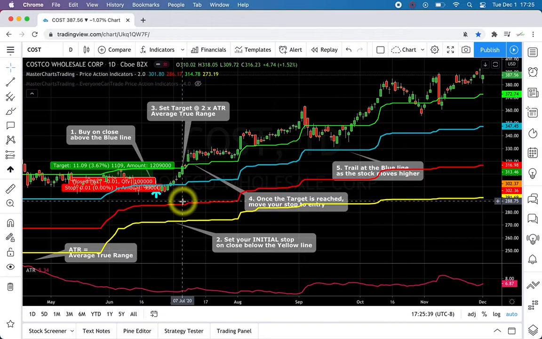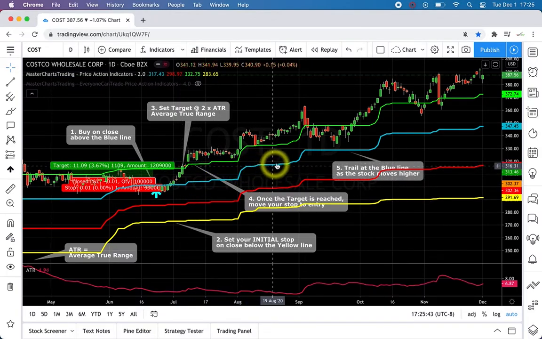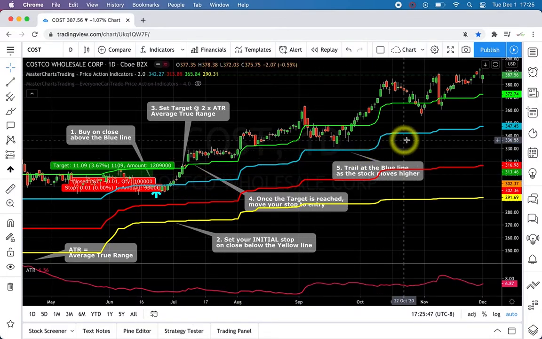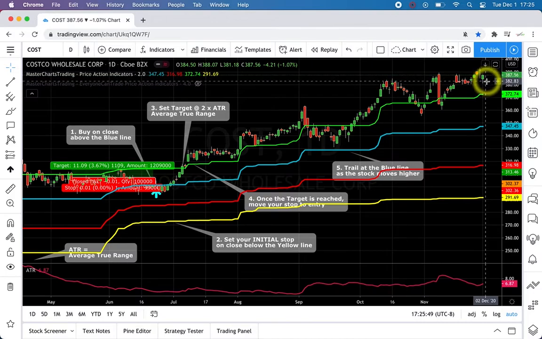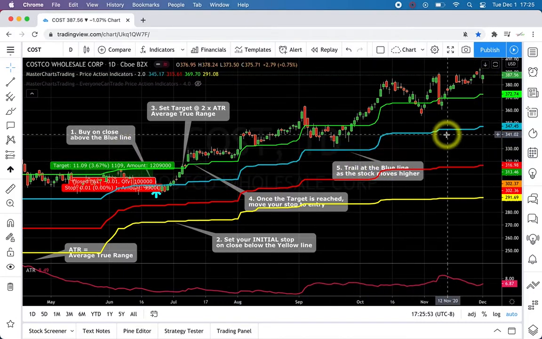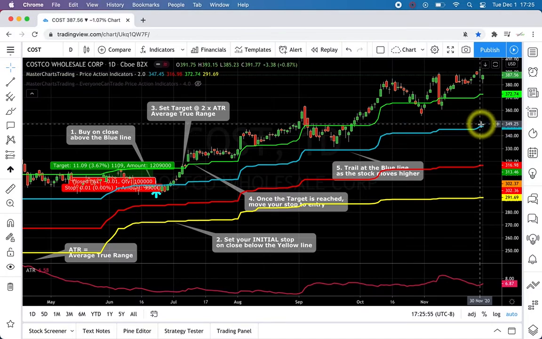And basically, this is it. We just sit in a position and we advance our stop. And I usually trail at the blue line itself. So trail at the blue line, and you can also take profits along the way.